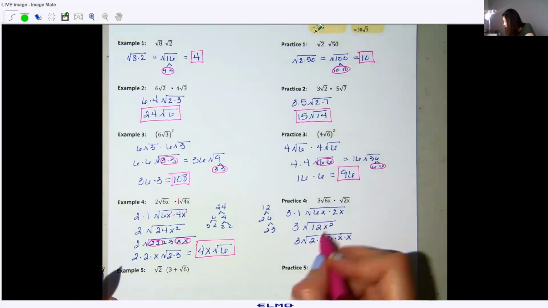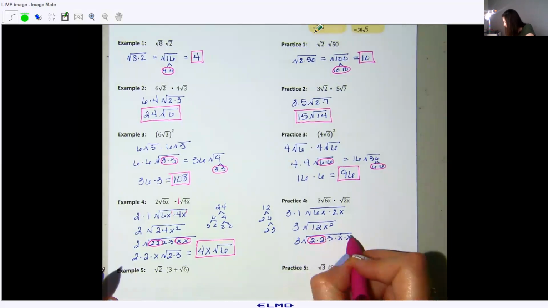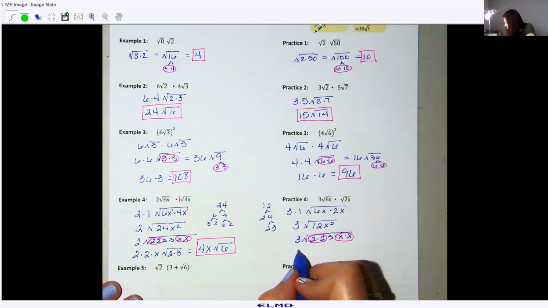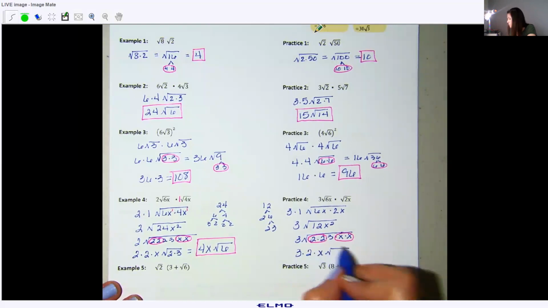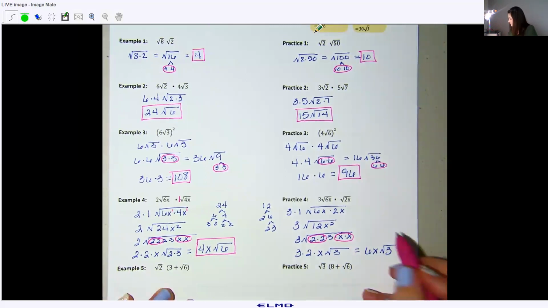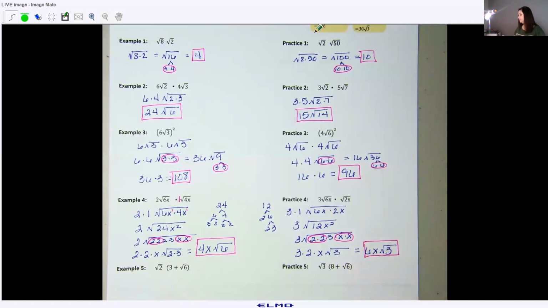Okay, now that I factored it out, I'm going to match up my pairs here. And then I bring this out, 3 times 2 times x square root of, there's only 1 3 left over. And this gives us 6x square root of 3.